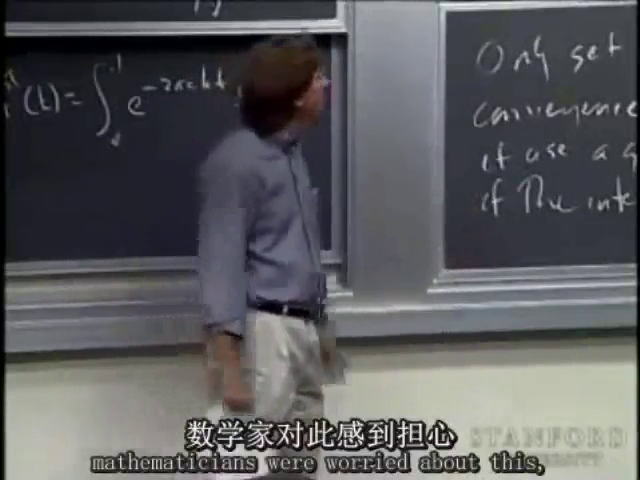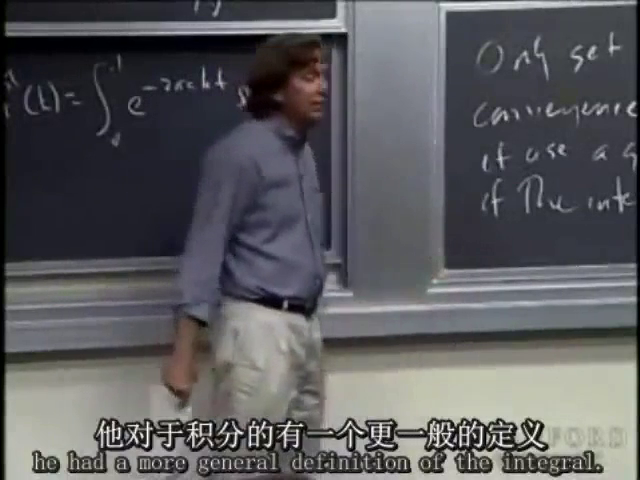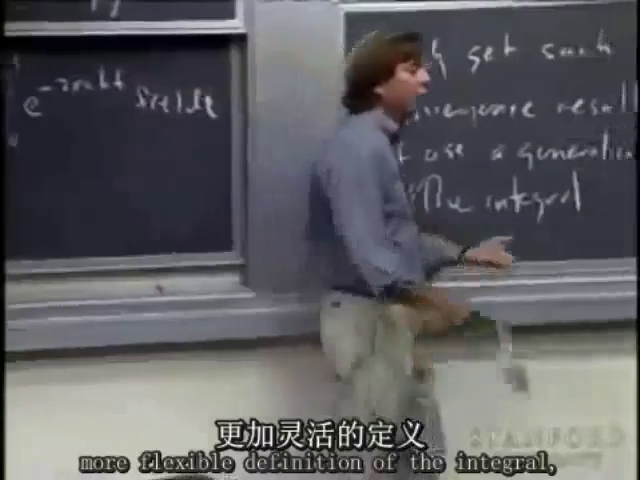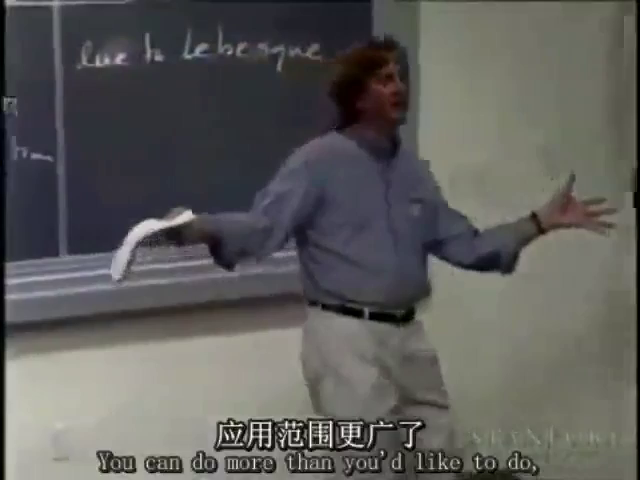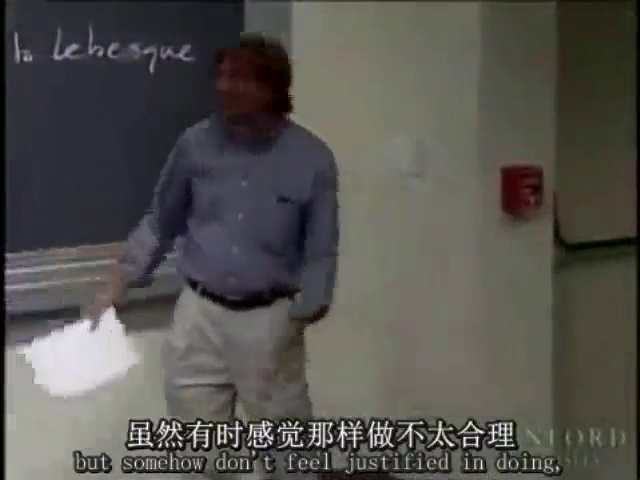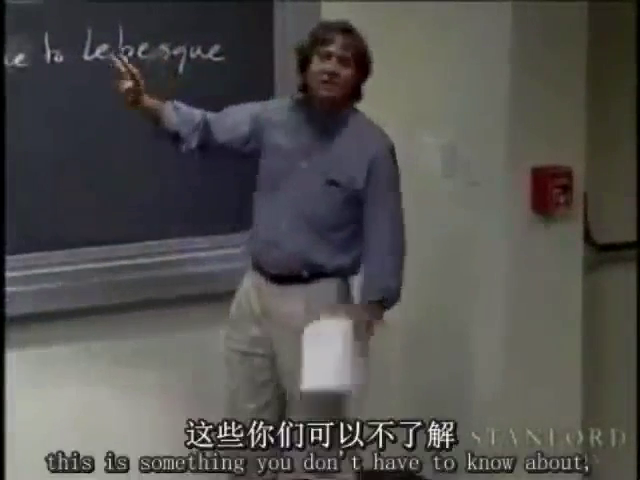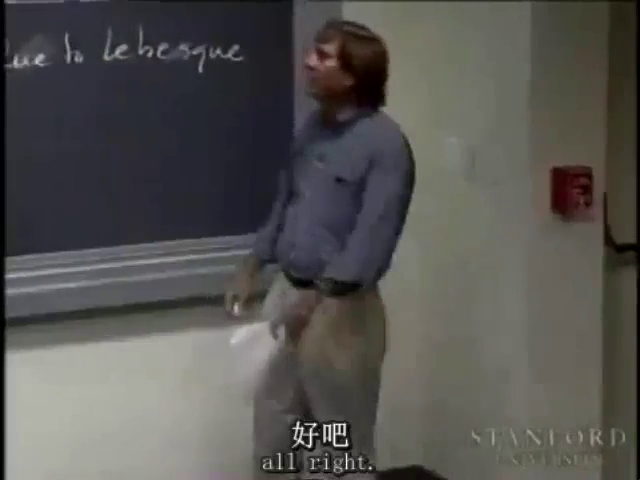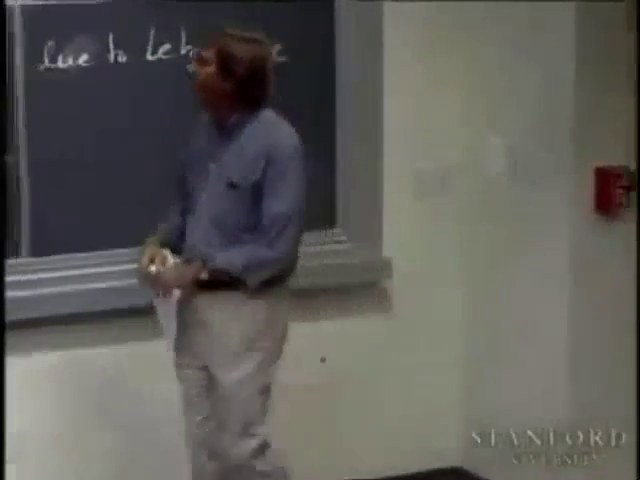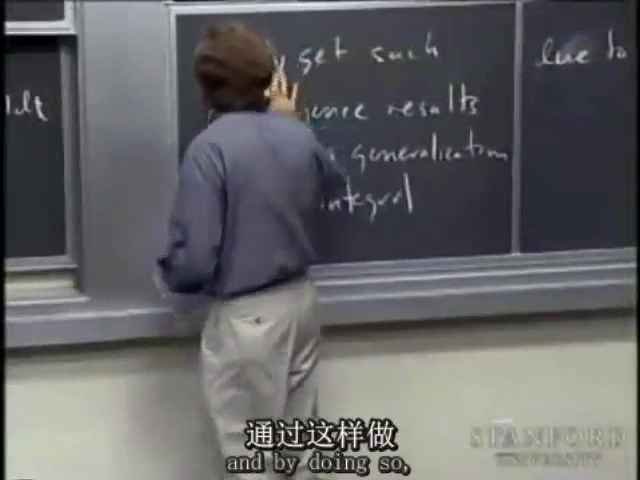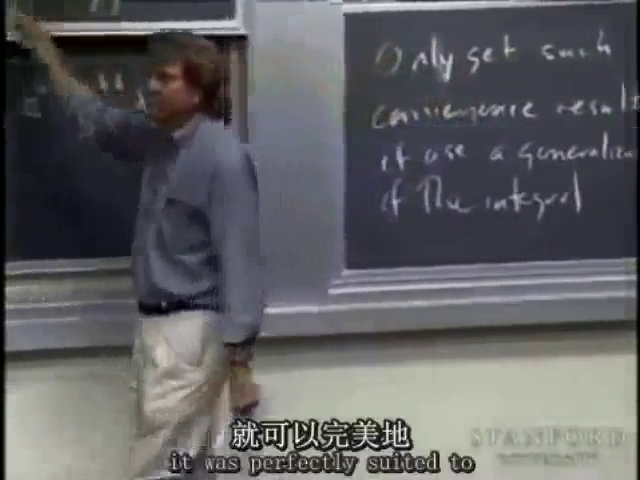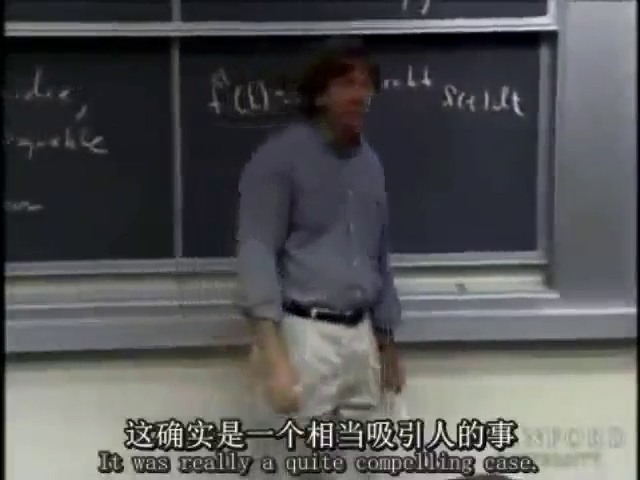Mathematicians were worried about this. He had a more general definition of the integral. And with that more general, more flexible definition of the integral, the limiting processes are easier to handle. You can do more that you'd like to do, but somehow don't feel justified in doing. You don't have to know about this, all right? But he generalized the integral only, and by doing so, it was perfectly suited to study these sorts of problems. It's quite a compelling case.